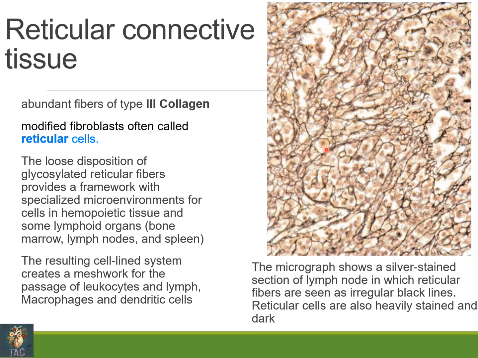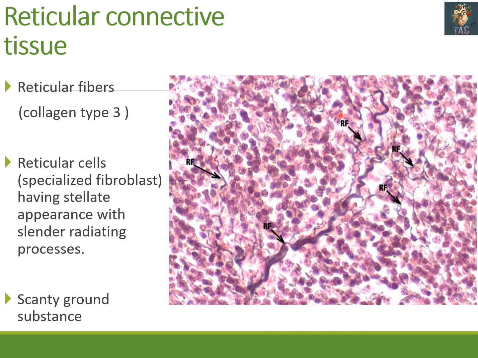So these are the spaces in between these reticular fibers where the cells of lymphoid origin are present. This is another slide from the lymph node, again showing you the reticular fibers, which are darkly staining fibers with the silver stains. In addition, you can also appreciate a large number of the cells of the lymphoid origin which are present. So remember, the reticular fibers are type 3 collagen fibers.